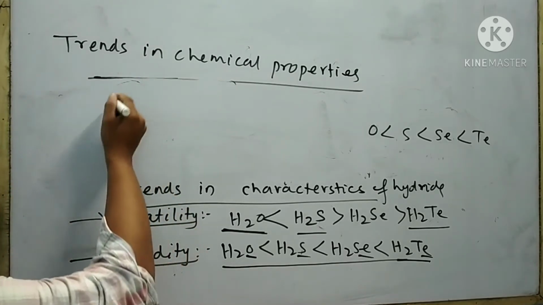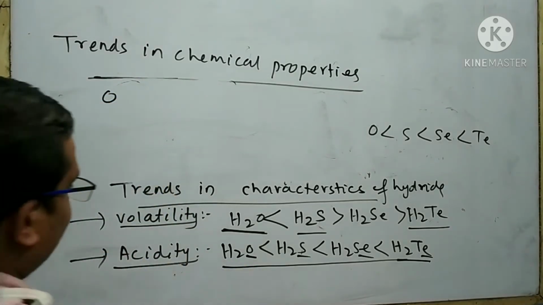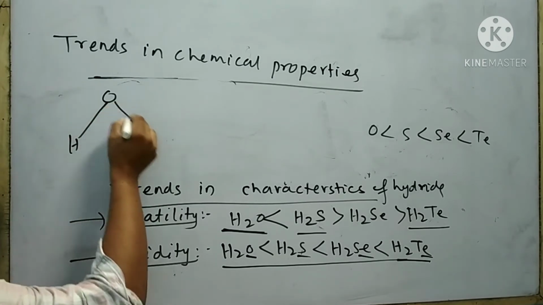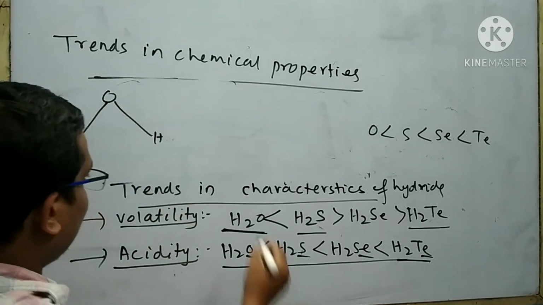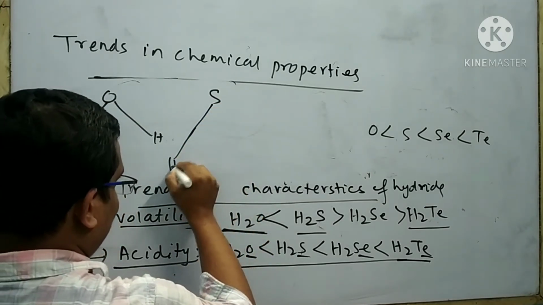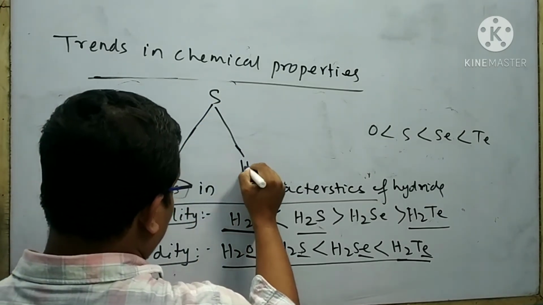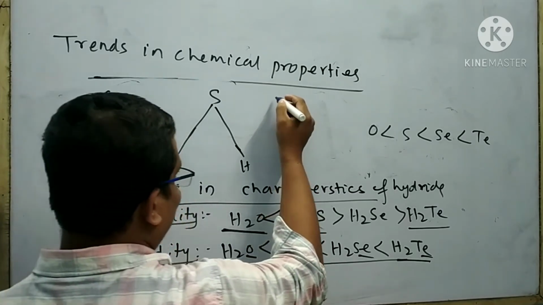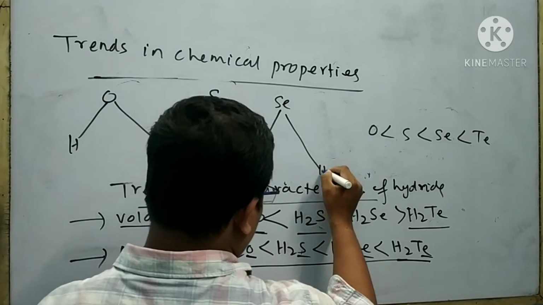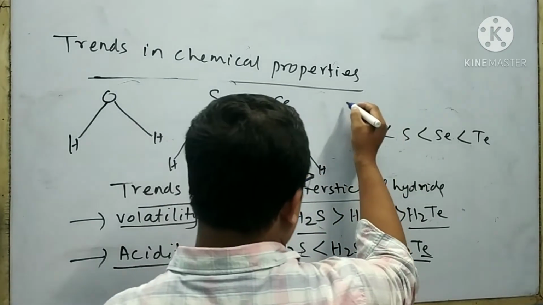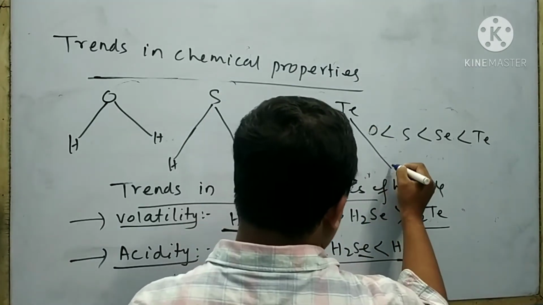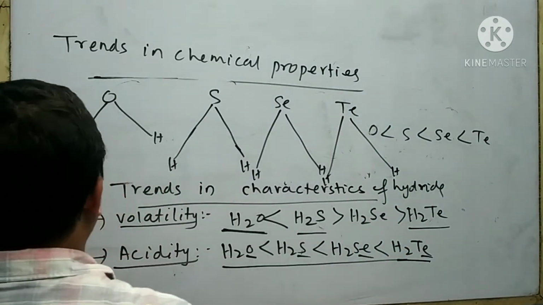Suppose I want to draw the structure of H2O, then the structure is like this. Similarly, the structure of H2S is like this. Similarly, the structure of H2Se is like this. The structure of H2Te is like this. Look at that.